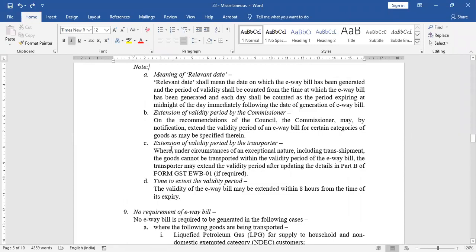But sometimes it's not possible. Maybe my truck got some problem, or it is possible that I cannot cover the distance of 100 km or 20 km as the case may be in one day. So government says extension of validity is also possible. Commissioner can also extend the validity, or your transporter can also extend the validity. And the time to extend the validity is within 8 hours from the time of expiry. You should fill the form or correct the form, rectify the part B information of transporter, and you can increase the validity of your e-way bill.